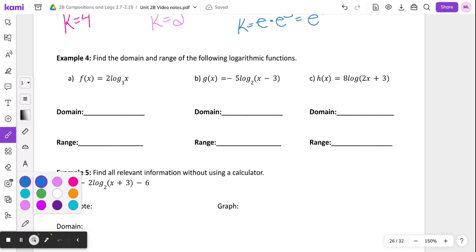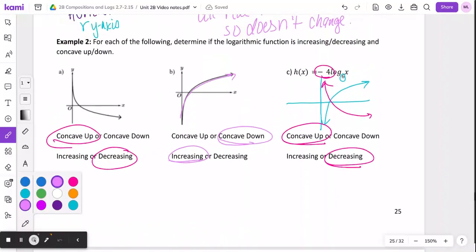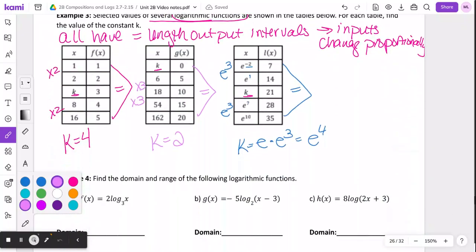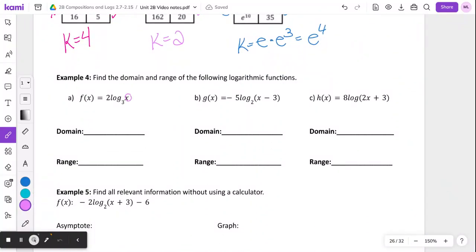All right, figuring out our domain and range. So when we look at our functions, remember, what impacts our domain are those horizontal shifts and the reflections in the y-axis. It's going to be anything that's inside your log associated with that x. So in each case of these, anything in there is what impacts the domain. And remember, because of that vertical asymptote, that quantity has to stay greater than 0. So for this first one, our domain would strictly be anything that's greater than 0. Your range, all real numbers.